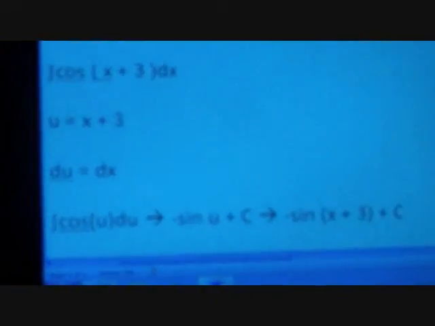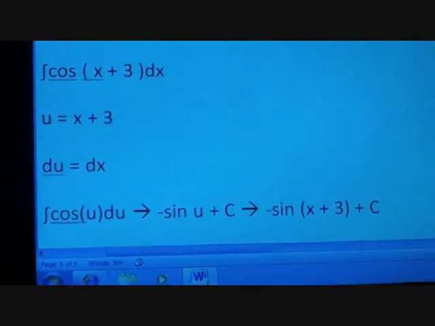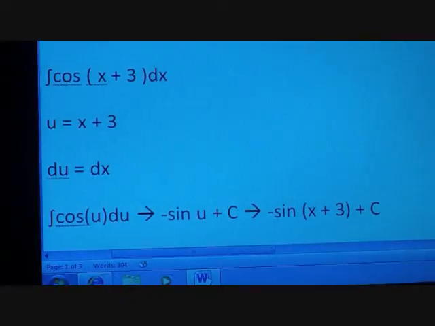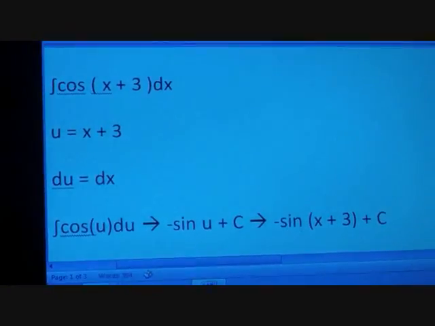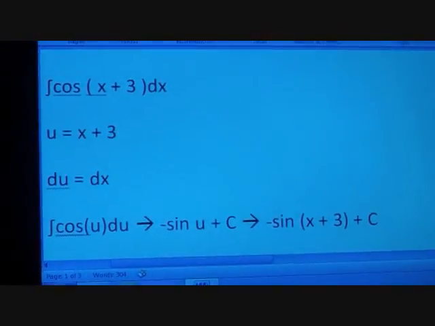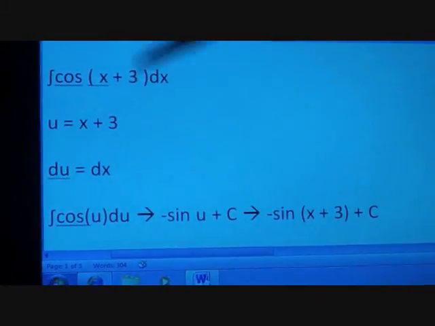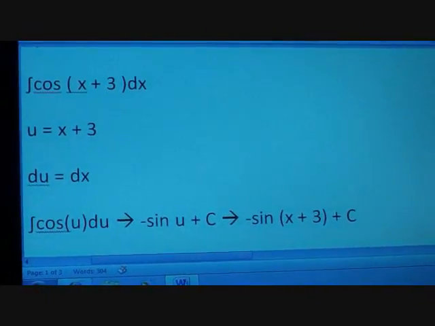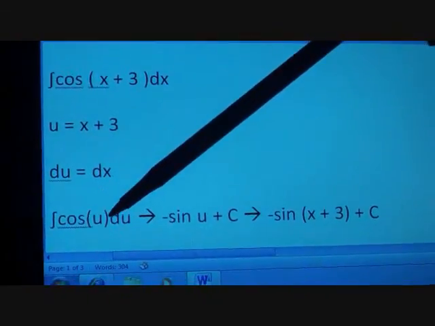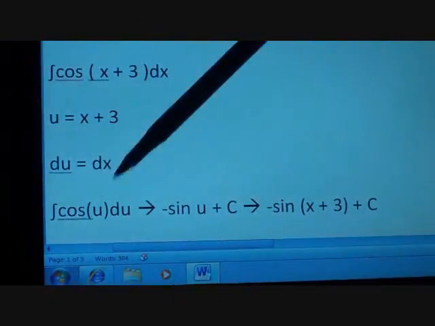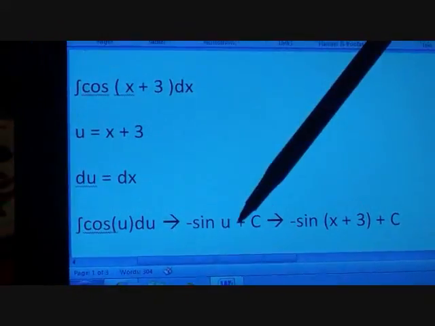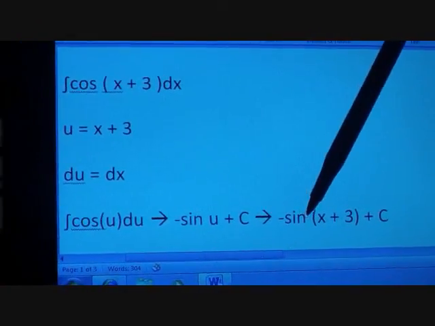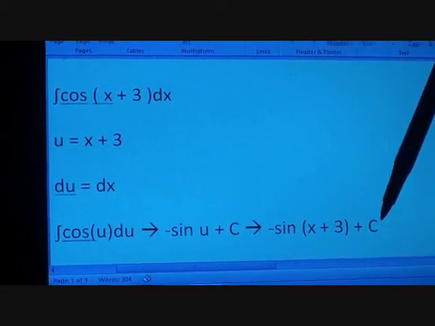Okay, so for our own example, we have the integral of cosine of (x plus 3) dx. We take x plus 3 and change it to our u, which is u equals x plus 3. Taking the derivative, we get du equals dx. So, after we substitute, we get the integral of cosine u du, which turns into sine u plus c. When we plug our u back in, we get sine of (x plus 3) plus c.